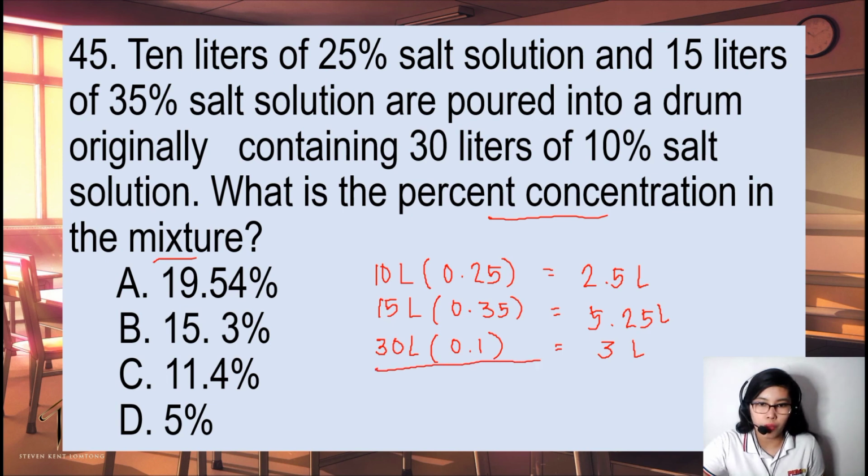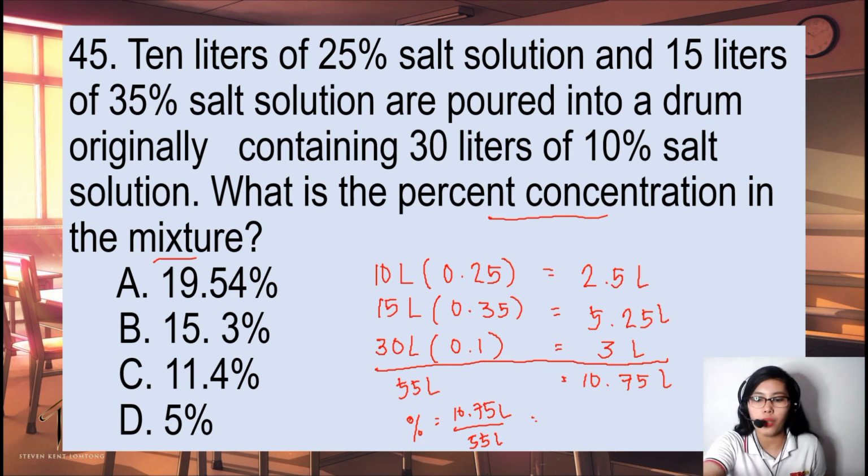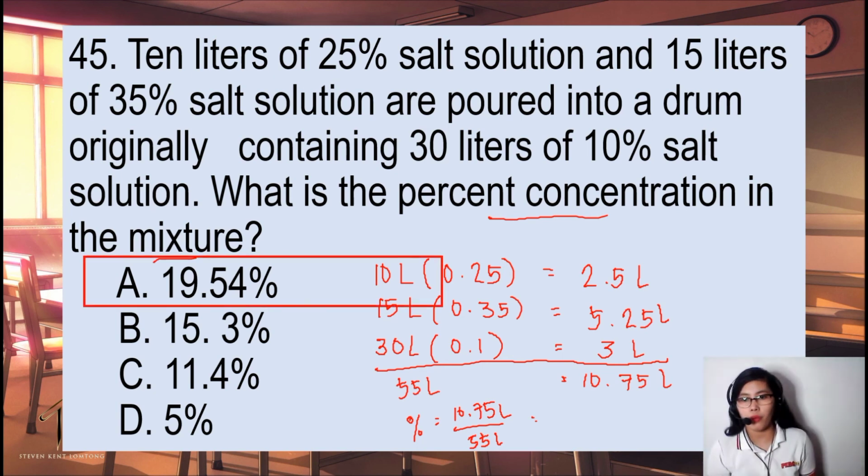Okay, so what we have to do is, of course, to know the total amount of salt, 10.75 liters, and the amount of the mixture as a whole. So we have 55 liters. So for the percentage, that is 10.75 over 55 liters. Okay, so that is equal to 19.54%. Okay, so it's like chemistry, no? We are dealing with a salt solution, but it's actually algebra.